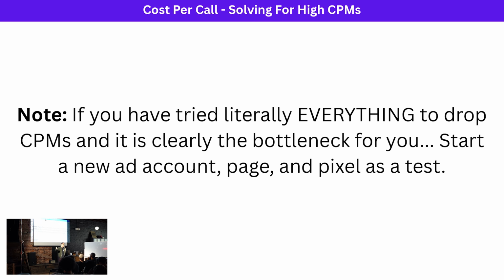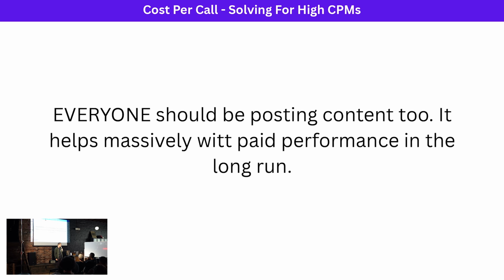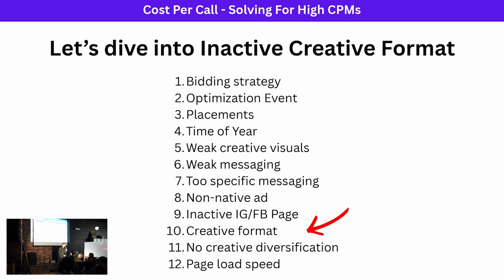So if you've tried literally everything to drop CPMs, and that's the clear bottleneck for you, what you can do is start a new ad account, page, and pixel to test. Everyone, again, should be posting content. It helps massively with paid. Next, creative format.